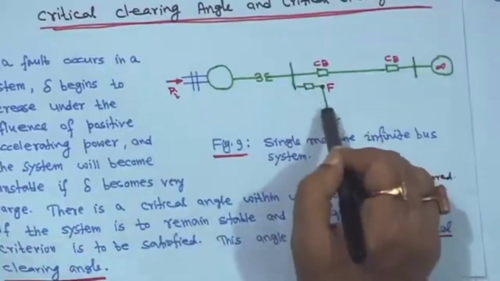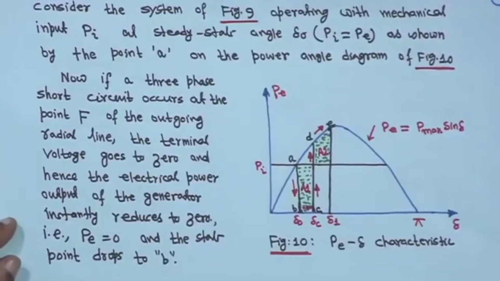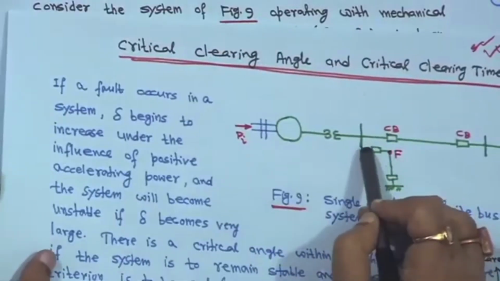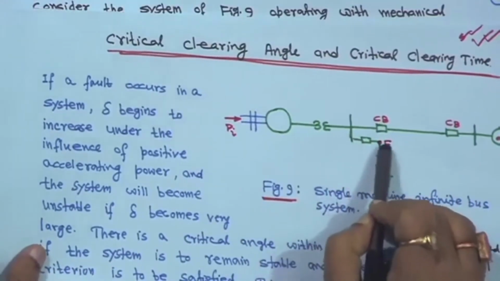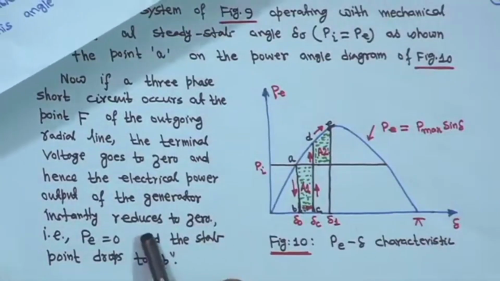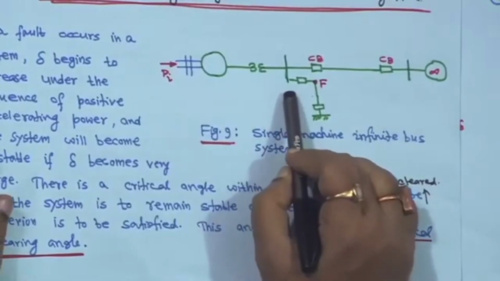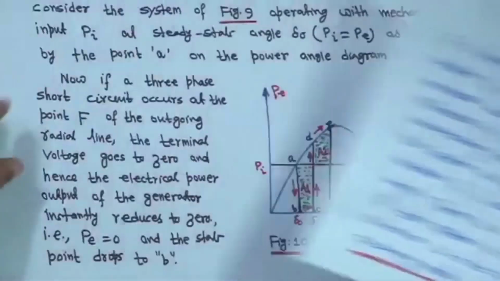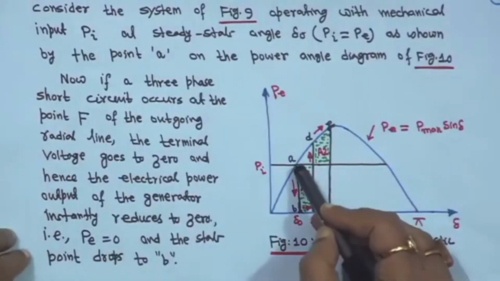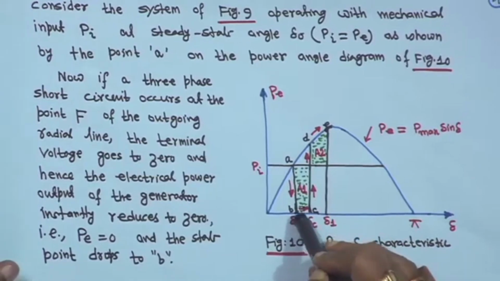another radial transmission line. So, the terminal voltage goes to 0, that means terminal voltage here will become 0, because fault has occurred here at this point, and hence the electrical power output of the generator instantly reduces to 0, because this voltage is 0. So, already this generator will not deliver any power, that means electrical power is 0, and the state point from A directly will come to point B, because power is 0.